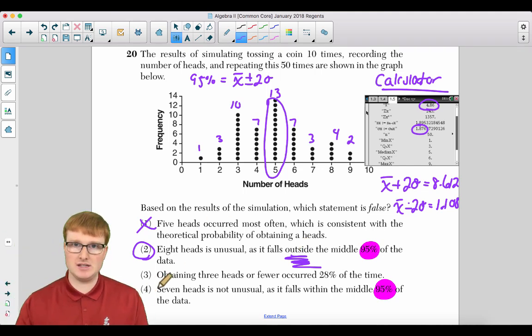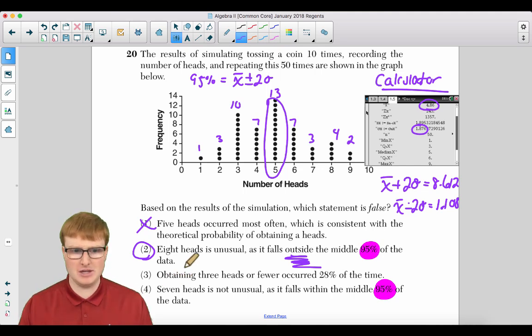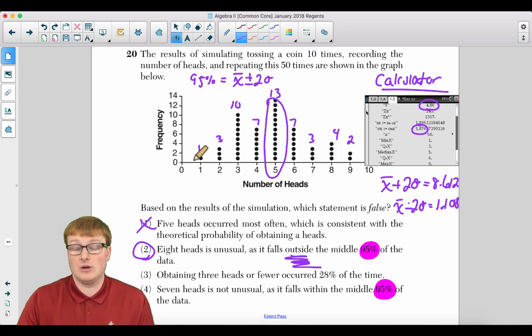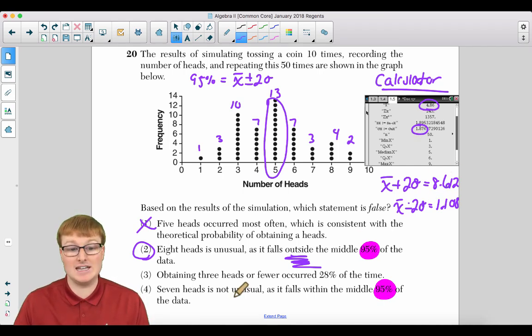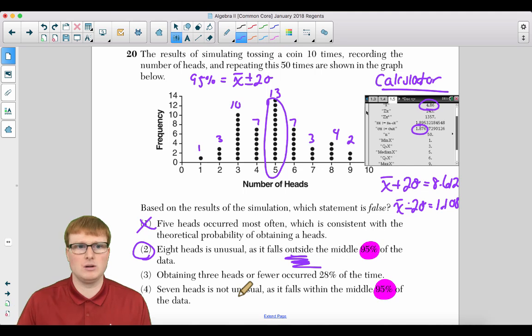Let me explain why the other two answers are not true. Some of you might be curious. Obtaining 3 heads or fewer occur 28% of the time. All you're doing is taking 10 plus 3 plus 1, that equals 14, and you're dividing it by 50, which is 28%, 0.28, right? And 7 heads is not unusual because it falls within. Yes, that's true, because it does fall within the standard deviation that I was talking about, and it is not unusual. That's normal. Good.